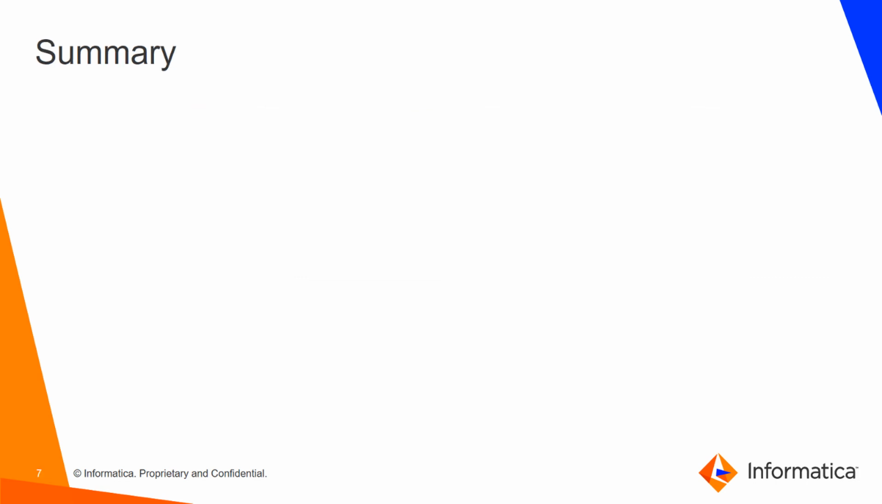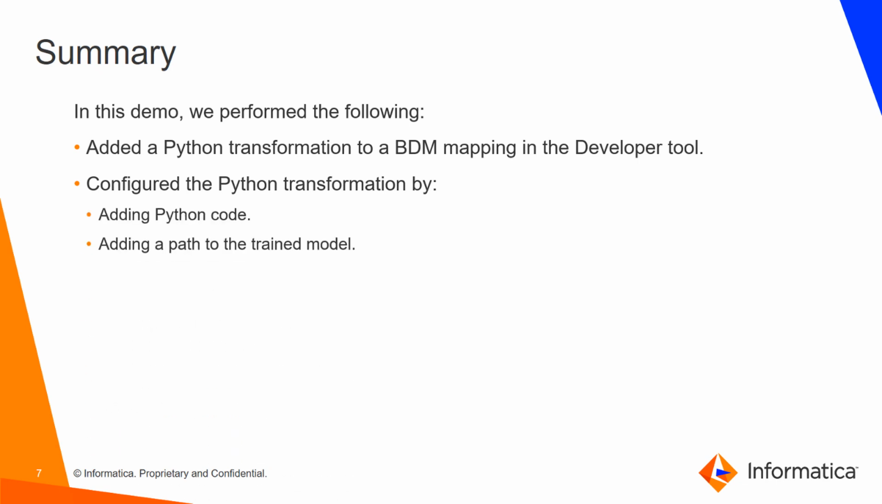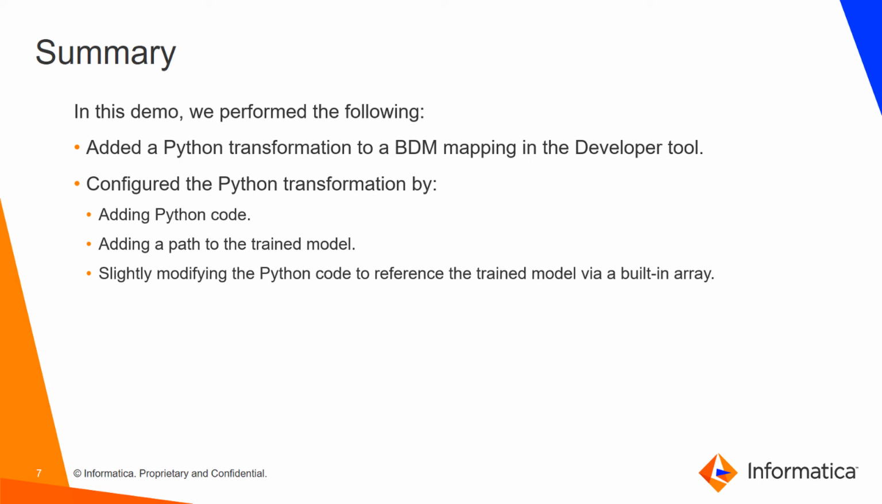Next, let's talk about our summary. What did we do? We added a Python transformation to a BDM mapping in the Developer tool. We configured the Python transformation. We added the Python code. We added a path to the trained model. And we slightly modified the Python code to reference the trained model by using the built-in array. Next, we executed the mapping on the Spark engine.